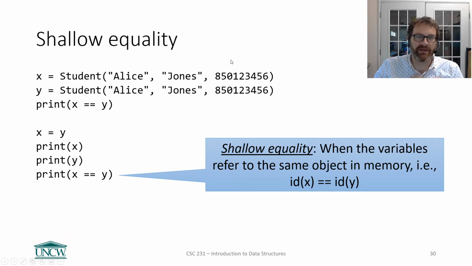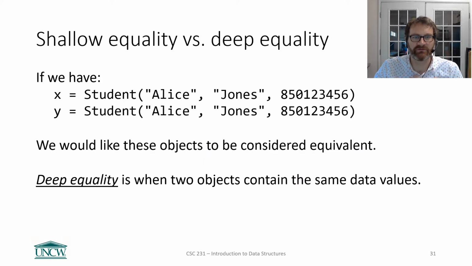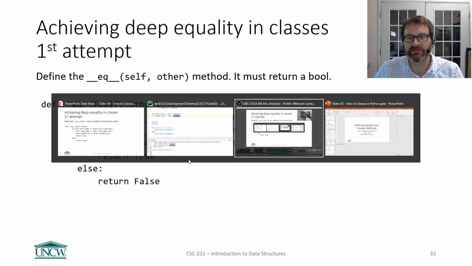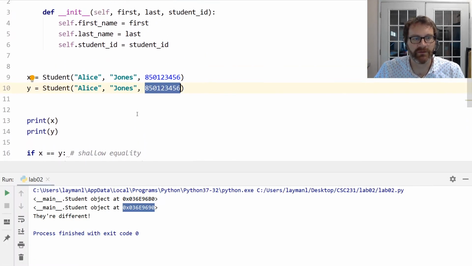we can define how we want equality to be for our custom objects. We would like two objects with the same data, but perhaps living at different memory addresses, to be considered equivalent. The way that we do that is by having deep equality. Deep equality is when two objects contain the same data values. Well, there's a way to do that in Python. Let's go over to our code.